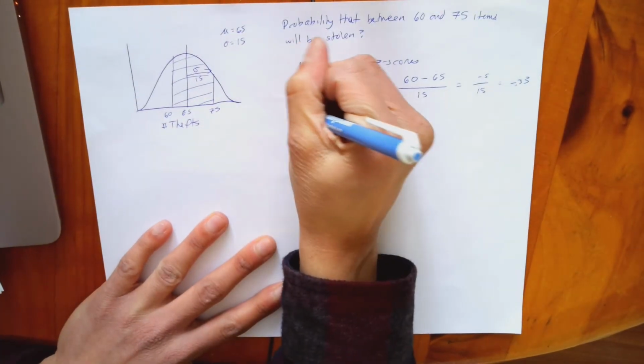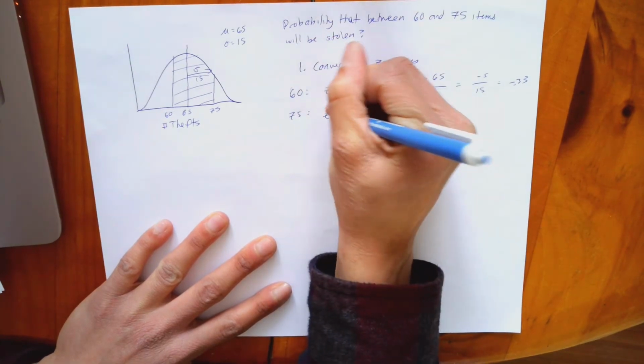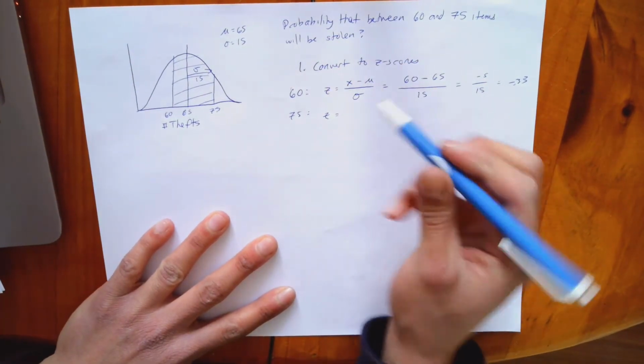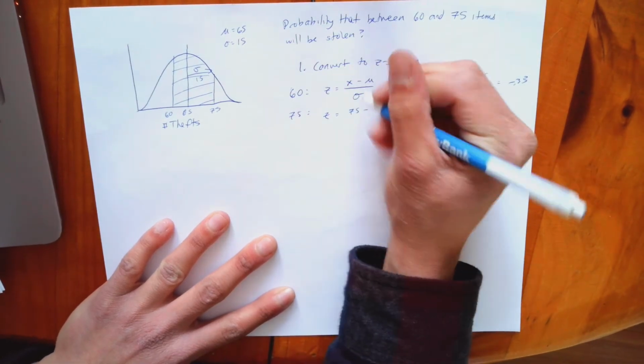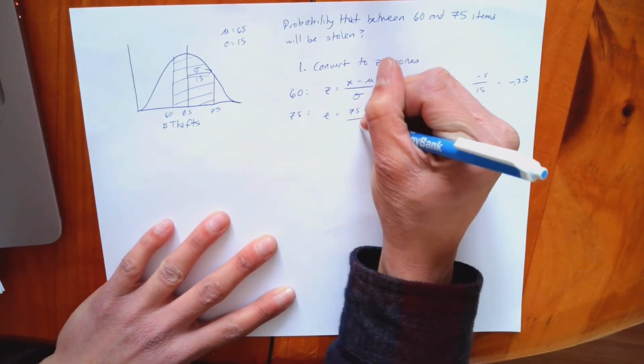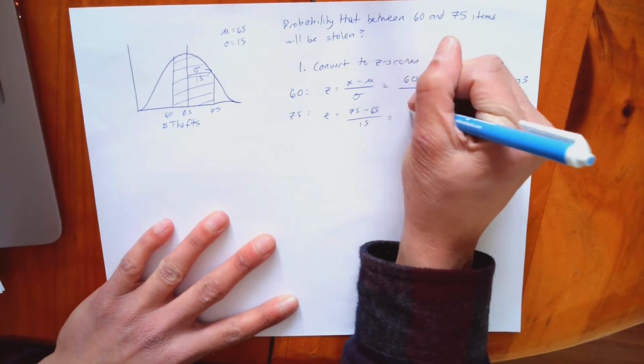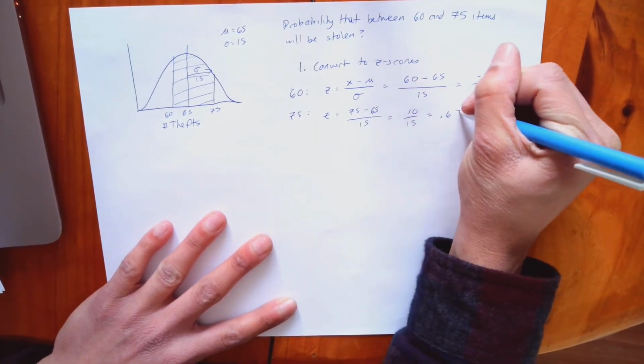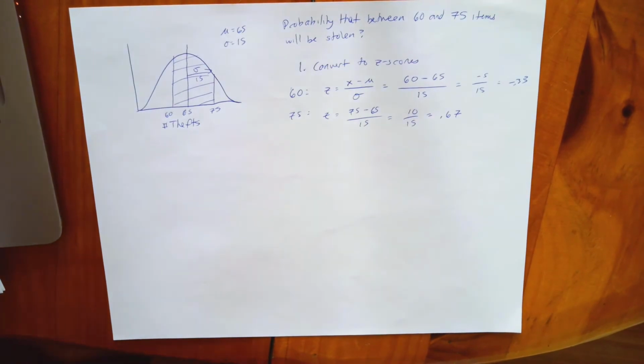We'll do the same thing for 75. So we plug all this stuff in. Our value of interest is 75. Our mean is 65, and our standard deviation is 15. So here you get 10 over 15, and that comes out to 0.67. So now we have z-scores.